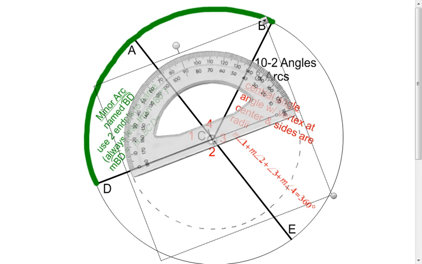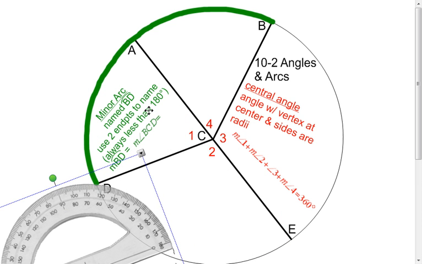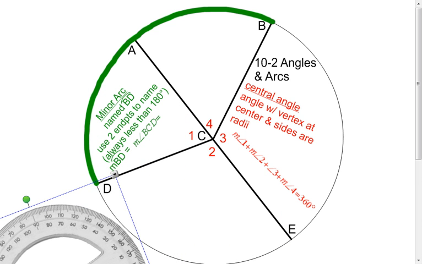Now that tells me that the measure of that central angle is 139 degrees, but that also means the measure of the arc is also 139 degrees. So now when I look at this, the measure of my arc BD and the measure of angle BCD are both 139 degrees, and that will always happen. The measure of the central angle is always going to be equal to the measure of its intercepted arc.